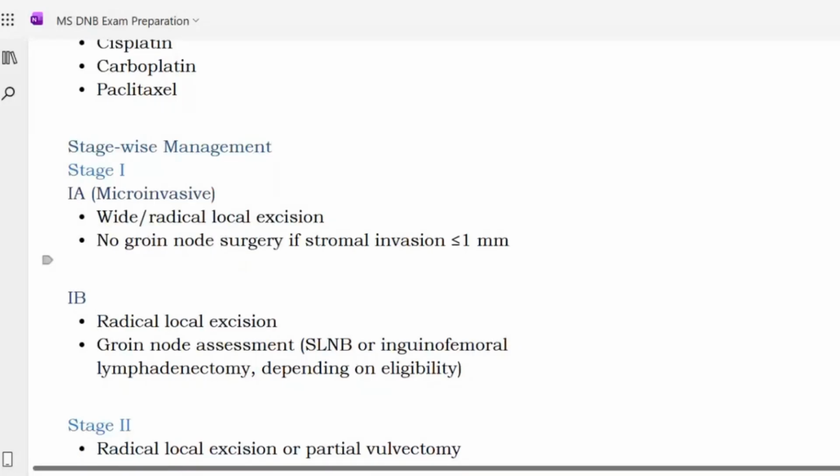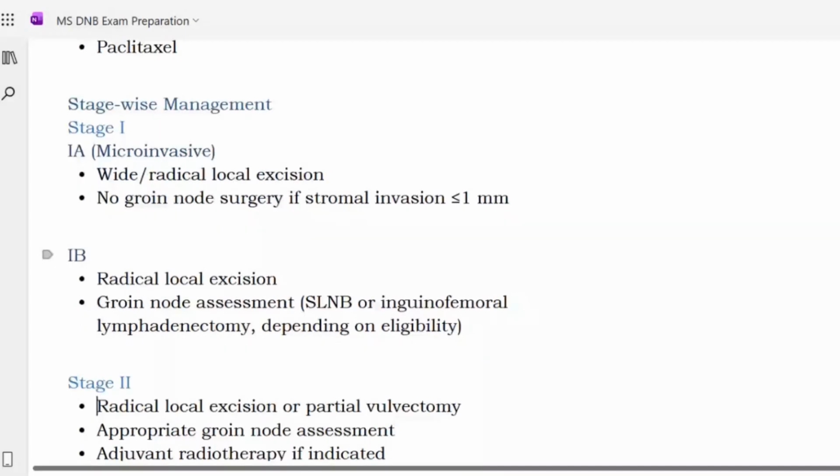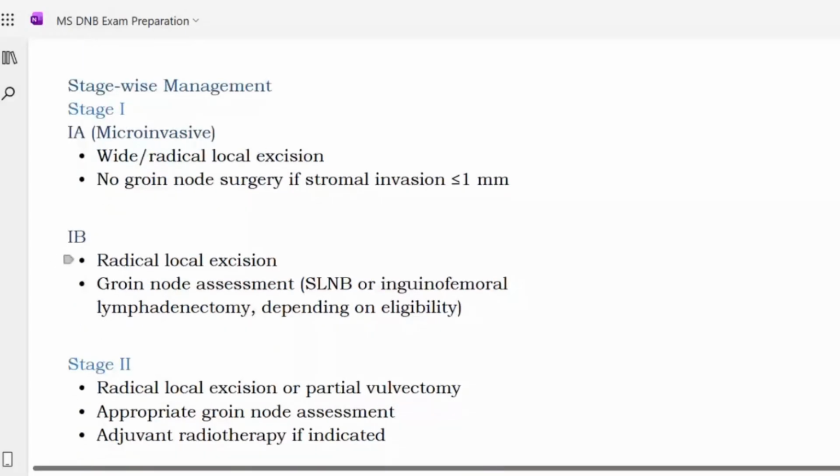1B, where either criteria is not satisfied. Either your lesion is more than 2 centimeter or depth of invasion is more than 1 millimeter, you go for radical local excision, plus you go for SLNB, groin node assessment. Okay, and if the groin node is positive, then you will decide to go ahead with the inguinofemoral lymphadenectomy, either unilaterally or bilaterally, depending upon the site of the lesion. Okay, I hope this is very clear to you. Okay, midline lesion, lateral lesion, etc.